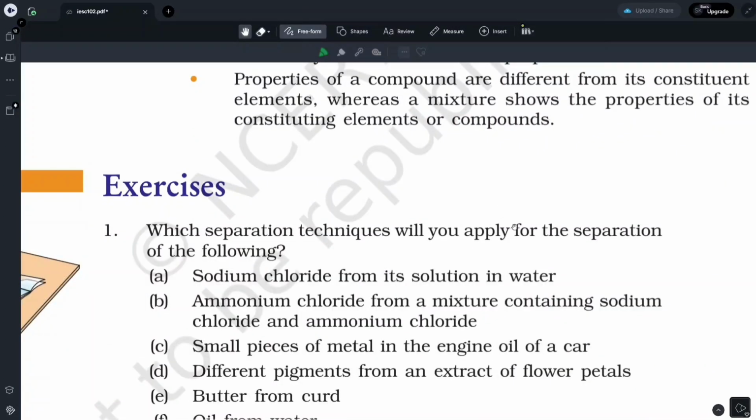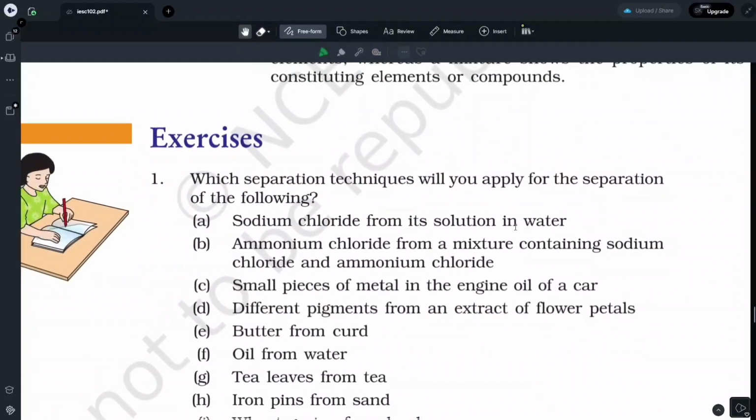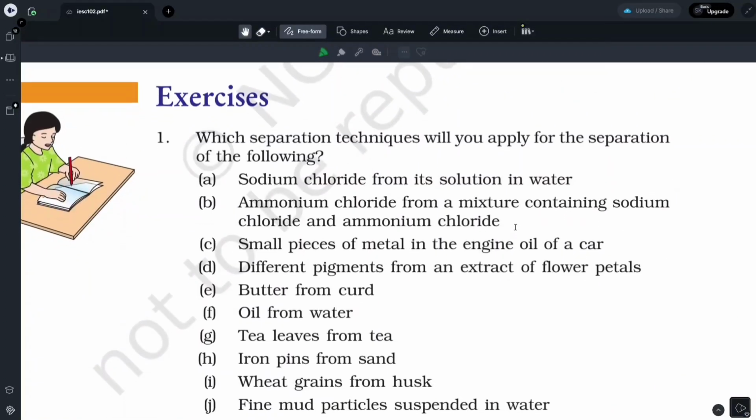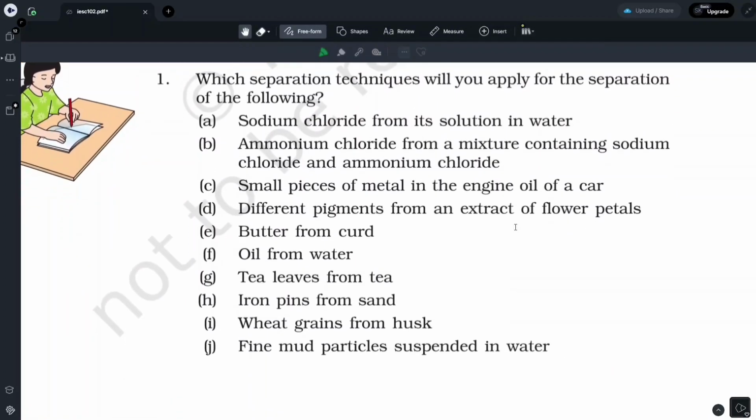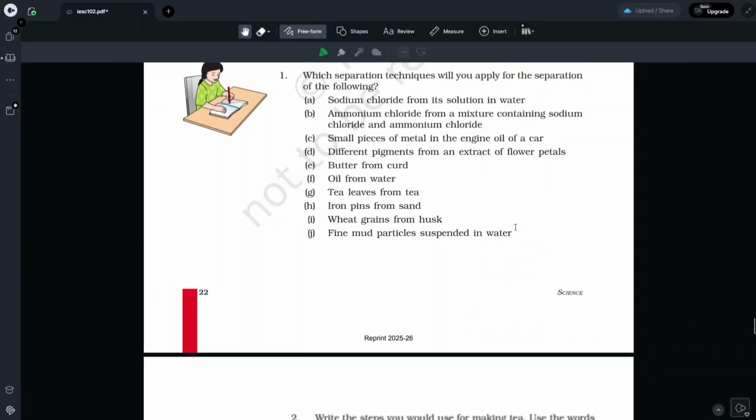Pause the video and check out the exercises. Try to solve them on your own. Thanks for watching.